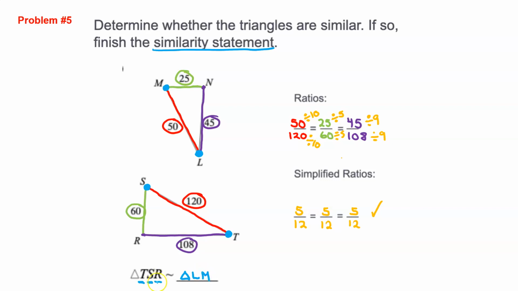And then, of course, the last one here is R, where the green and the purple meet. Where the green and the purple meet would be N. That is our similarity statement there. Triangle TSR is similar to triangle LMN, and the order is very, very important. If you wrote those backwards or in a different form, it would be an incorrect similarity statement. So there you have it.